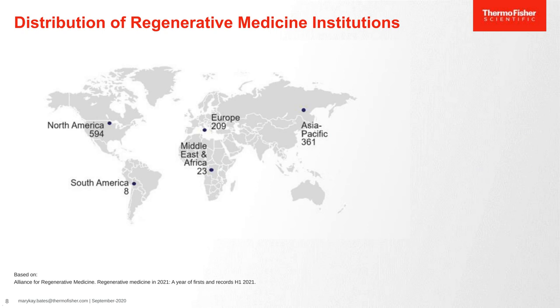And this growth is occurring globally as regenerative medicine institutions are distributed in regions all around the world. North America does currently have the largest share of those institutions, but they are represented in every region, and that's exciting. And even in this global pandemic, which has slowed so much growth in businesses around the world, we're still seeing growth in the number of institutions around the world.